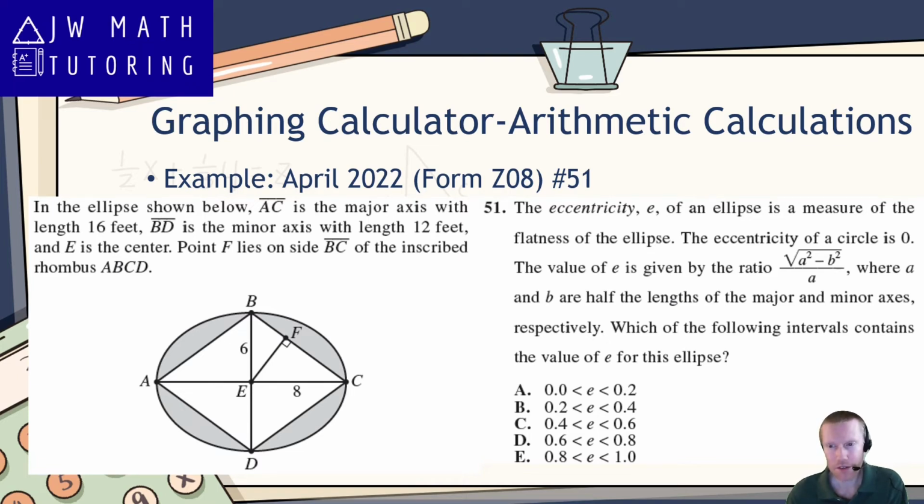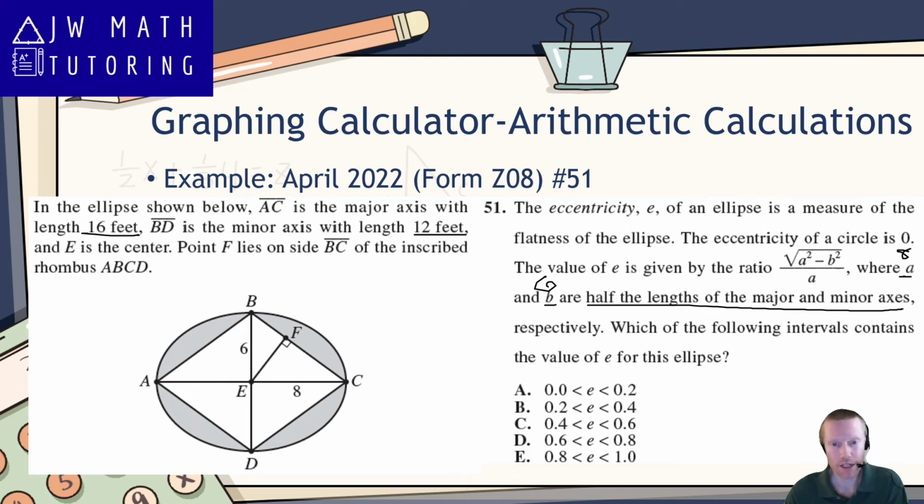So here, they basically give you a formula, and you just have to plug in A and B into that formula, and they ask, what interval does that value fall between. So you do have to recognize that in the problem, they tell you the major axis is 16 and the minor axis is 12, and then in this formula, A and B are half the lengths of the major and minor axis. So you do have to recognize A is 8 and B is 6.